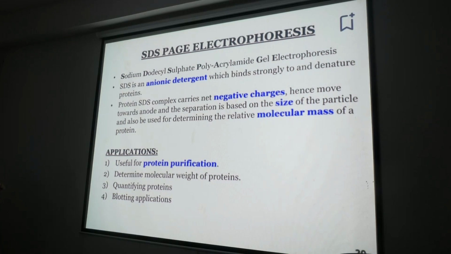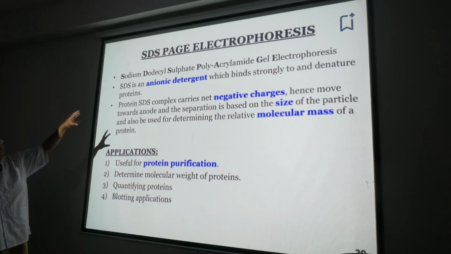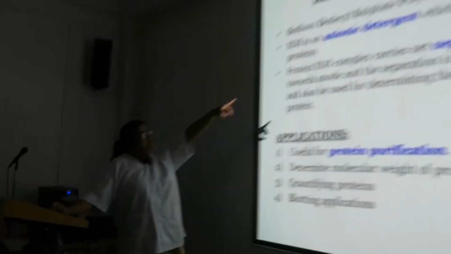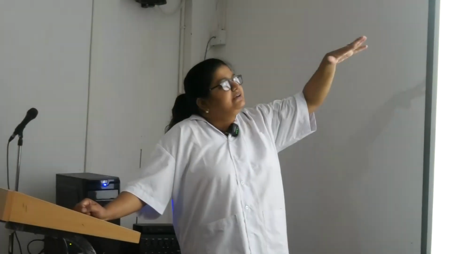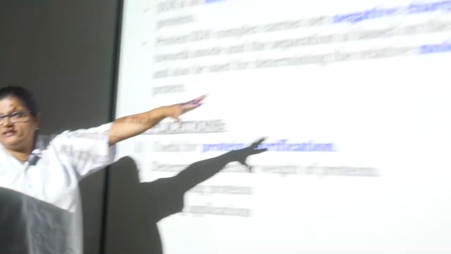It can also be used for determining the relative molecular mass of the protein. Here SDS has a detergent property, so it denatures the protein and forms a net negative charge in all the protein compounds. So the charge is the same for all the compounds. Then the proteins will be separated on the basis of size.